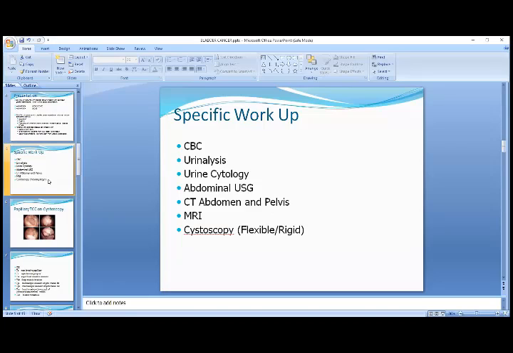And ultimately, the cystoscopy, that is flexible and/or rigid cystoscopy, will give you a very clear-cut idea. Cystoscopy can be diagnostic as well as therapeutic. That is, you will go inside, examine the tumor with the cystoscope, and then you can immediately do the resection in the same sitting. You can do the resection of the tumor, and later on you can send that tissue for histopathological examination.